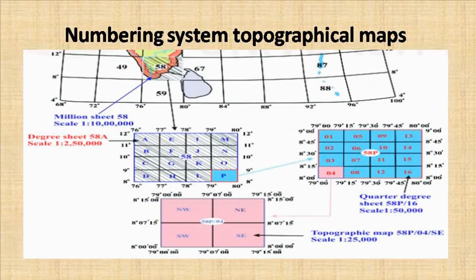So here, this is the numbering system for the million map. This is the numbering system for the degree map. And this is the numbering system for the quarter degree map. And here, this is the numbering system for the topographic map with the scale 1:25,000. So the topographical maps provide a detailed picture of an area and show all natural and man-made features.